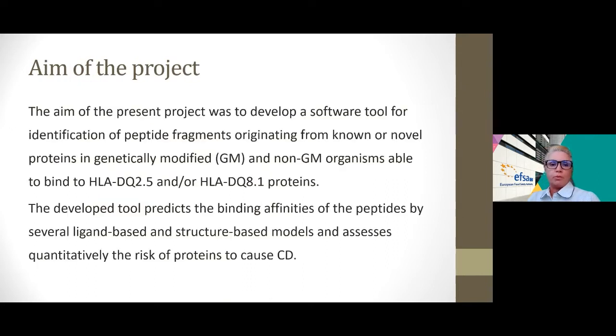So the aim of the project was to develop a software tool for identification of peptide fragments originating from known or novel proteins in genetically modified or non-modified organisms able to bind to DQ2.5 and DQ8.1 proteins. The developed tool predicts the binding affinities of the peptides by several ligand-based and structure-based models and assesses quantitatively the risk of proteins to cause celiac disease.